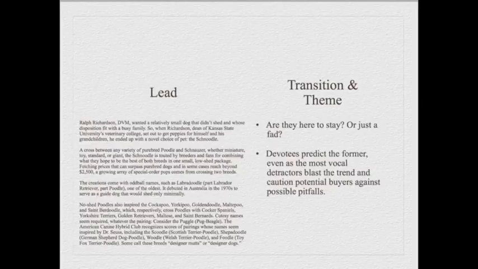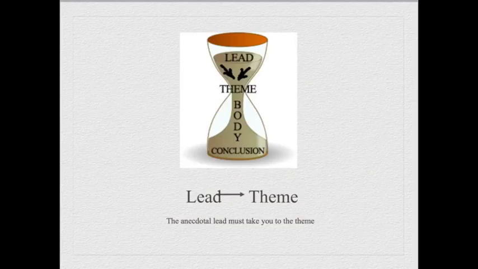And now here's the transition and the theme. Are they here to stay or just a fad? That's the transition. Devotees predict the former, even as the most vocal detractors blast the trend and caution potential buyers against possible pitfalls. And then the rest of the story goes on to talk to us about why this trend occurs, what some of the cautions and pitfalls are, why people love these types of dogs, and why people do not love them. Remember, the anecdotal lead has to take you to the theme graph. You can't just tell us a story and then go off in a completely different direction when we get to the theme. We have to go in the direction of the theme with the story.